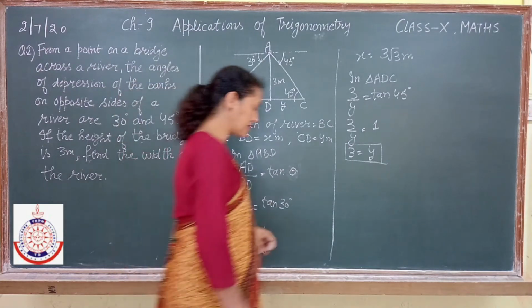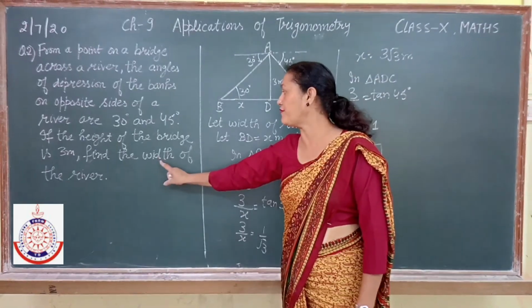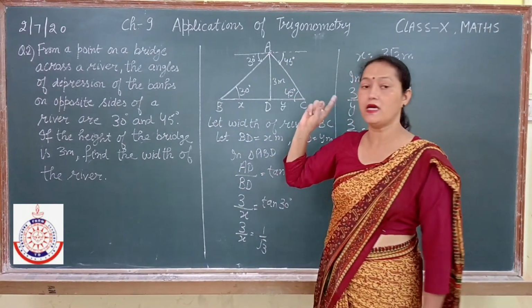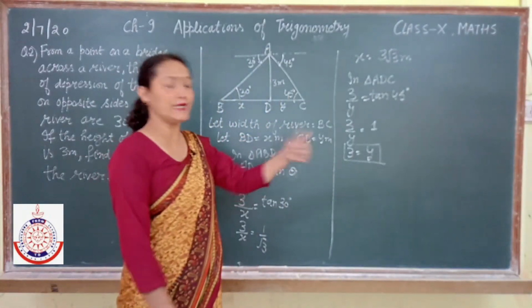And what they have asked us in the question is to find the width of the river. What is the width of the river? Width of the river is BC. How will we get BC? BC will be obtained if we add BD and DC.